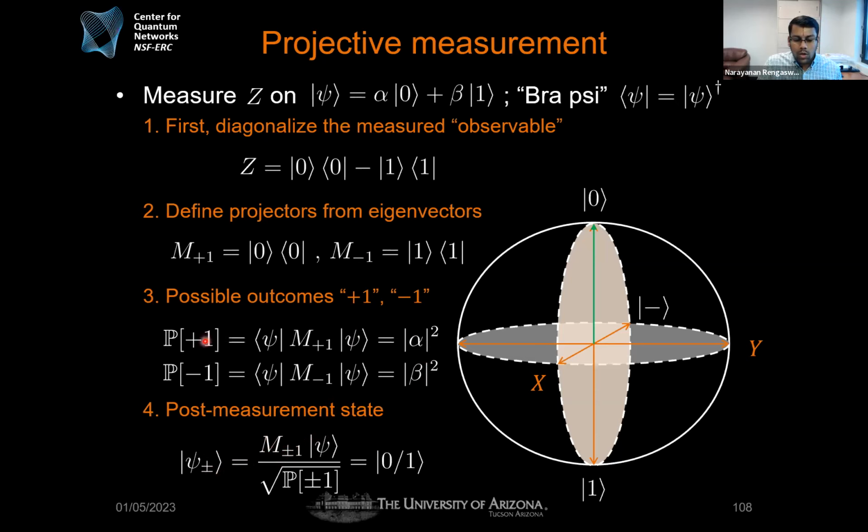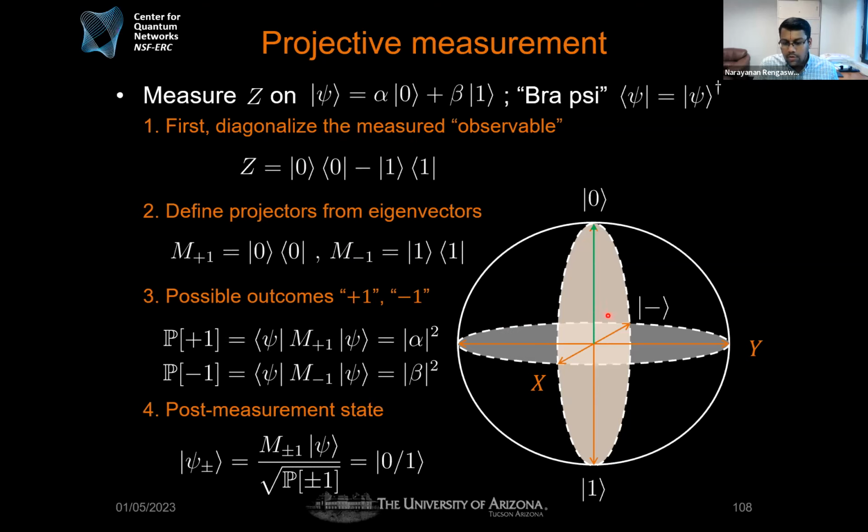So if you got a +1 result, your new state is psi plus, which is basically M plus 1 acting on ket psi normalized by the square root of the probability. And you can verify that in this case, that will be ket 0. Similarly, if you got a -1 result, the post-measurement state will be ket 1. And so this is the prescription that quantum mechanics gives us for how to understand a projective measurement of a quantum state, how to measure an observable on a quantum state.